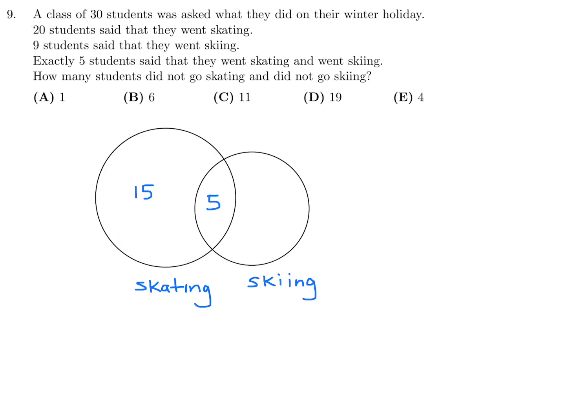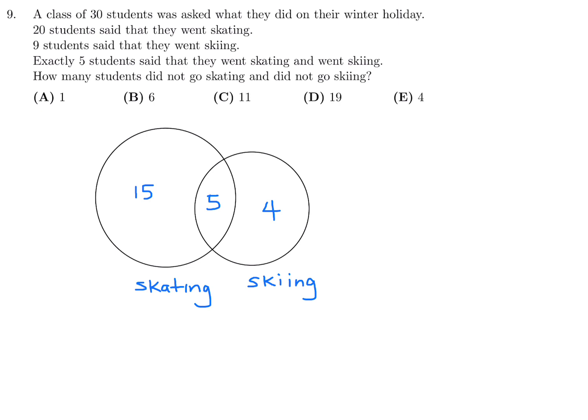In the same way, by the same principle, if skiing is represented by the smaller circle, and 9 students went skiing, and 5 has already been placed there, that means this region is a 4. I know it's not drawn to scale, but you get the idea.